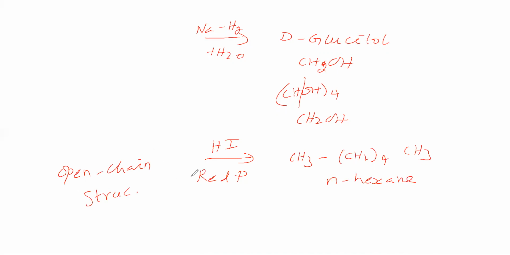This says that glucose contains an open chain structure, and in glucose all the 6 carbons are attached in a straight chain. Because in n-hexane all the 6 carbons are attached in a straight chain, therefore in glucose all the 6 carbons are attached in a straight chain, we can say. So this reaction says like this.